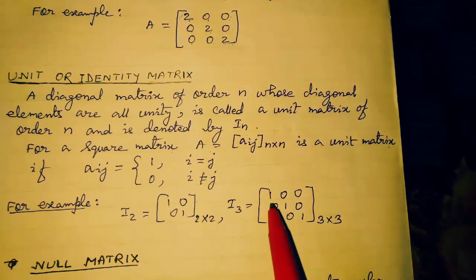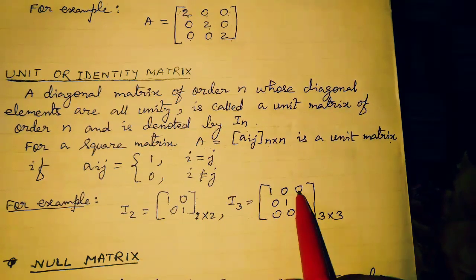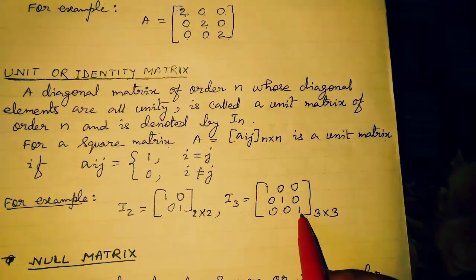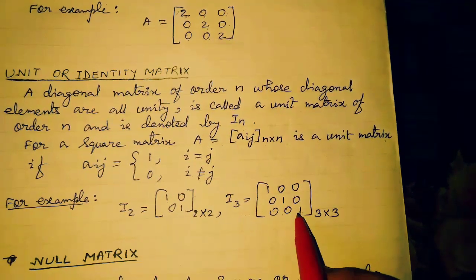In the same way, when i is not equal to j, the element is 0. And the leading diagonal elements A11, A22, A33 are all unity, that is 1.